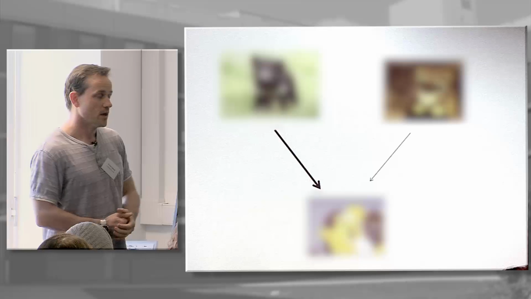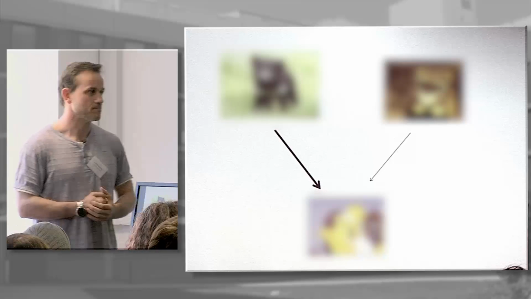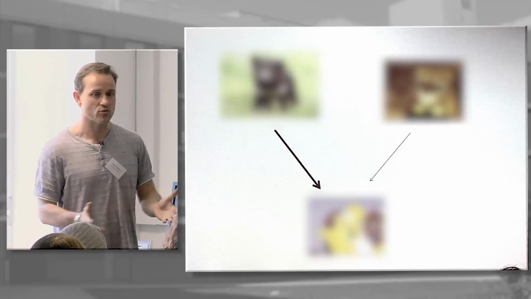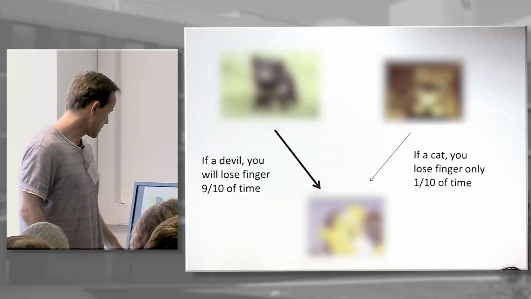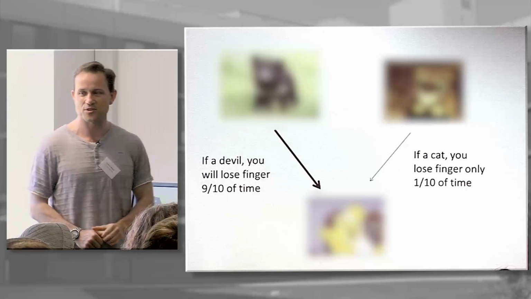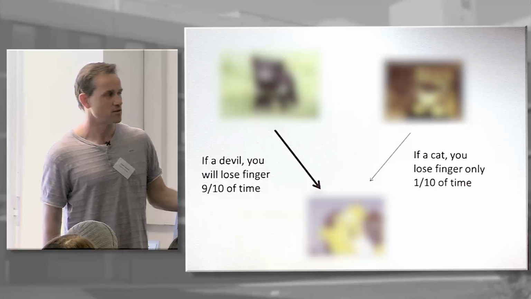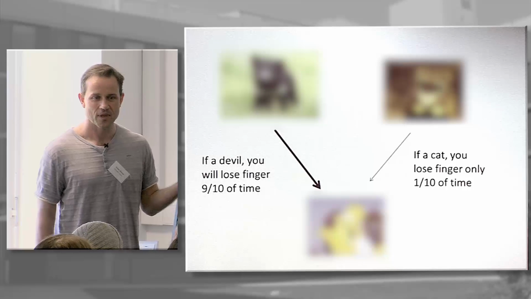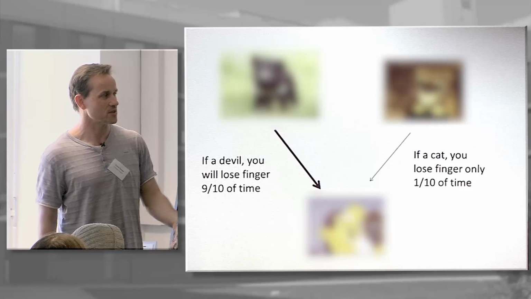In fact, at the University of Sussex, I've tested this box extensively on undergraduates, and I can give you some precise probabilities. If the devil's in the box, you'll lose your finger 9/10 of the time. And if the cat's in the box, it's only 1/10.